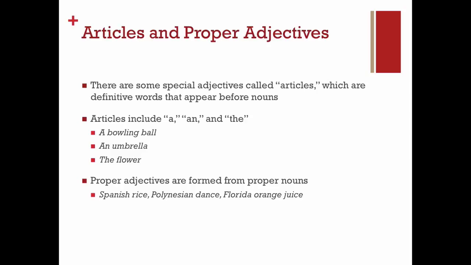Also, there are proper adjectives, which are formed from proper nouns, and most proper nouns are going to refer to things like country of origin or maybe region of origin, nationality, those kinds of things. So Mexican food, Mexican would be a proper adjective there because it's telling more about the food, and Mexican also gets capitalized because this is a derivative of Mexico. Some other examples that I have listed here are Spanish rice, Polynesian dance, and Florida orange juice.